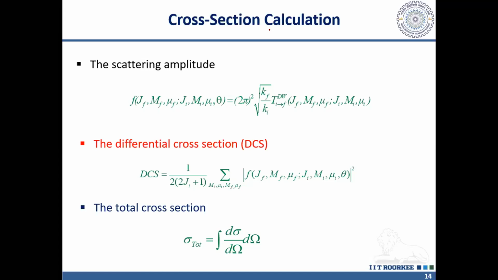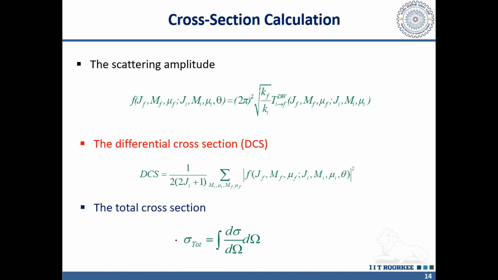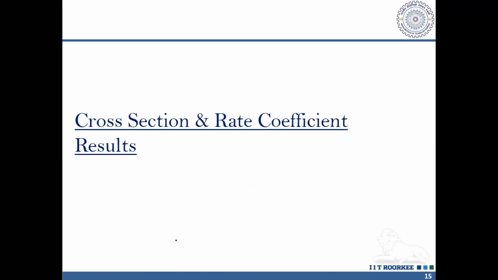Now, with the help of the calculated wave functions, we calculate the transition matrix and obtain the scattering amplitude. The absolute square of the scattering amplitude gives the differential cross section, and the angle integration of the differential cross section gives the total cross section. So this is the process by which I calculate the electron impact excitation cross section for the krypton plus ion. Now I will explain the results for rate coefficients and cross sections.